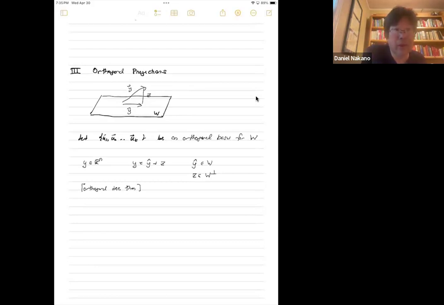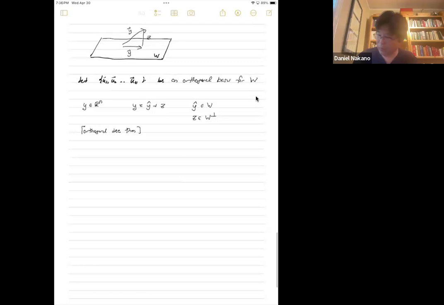And the orthogonal decomposition is unique. So there's only one way to do this. Now, the nice thing about having an orthogonal basis for W is I can write out what the projection is by using this basis. So there's an explicit formula for the projection. This is called the projection onto W of y.